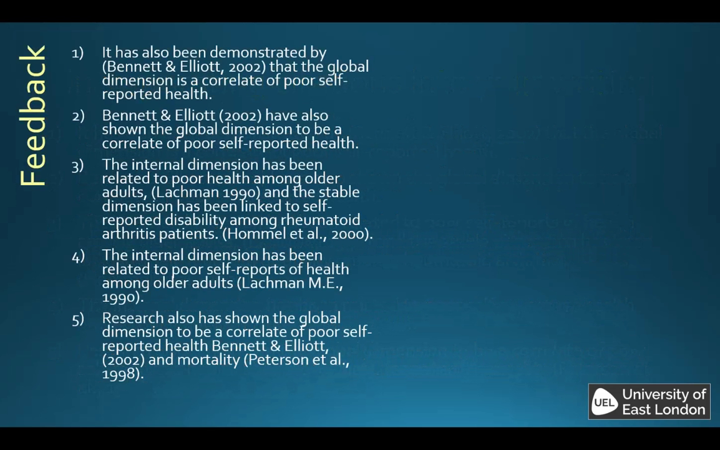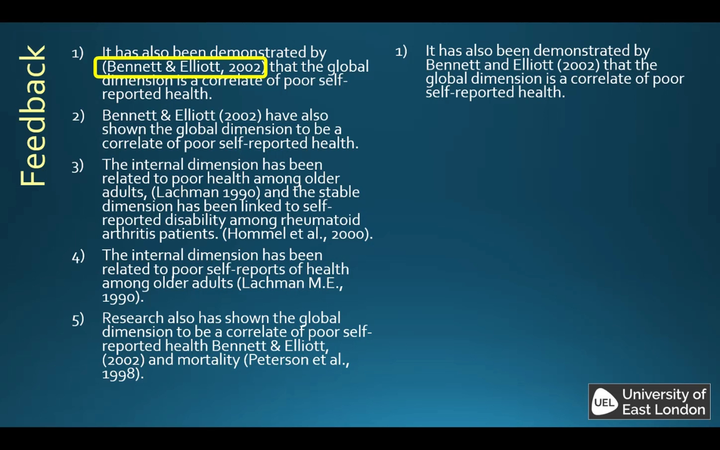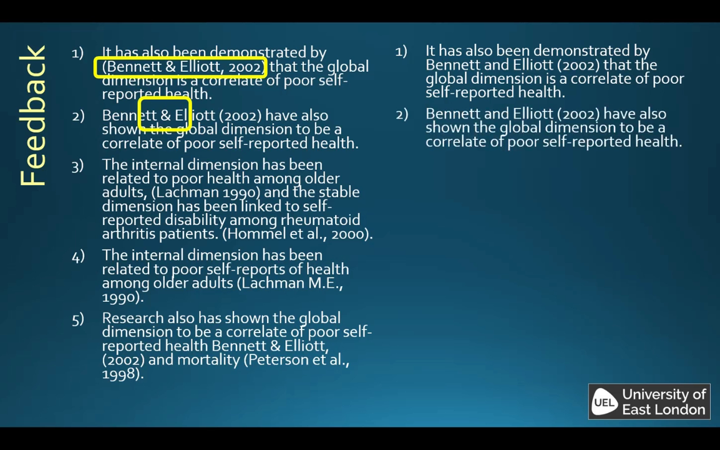Feedback. In 1, if we remove the information in brackets, we are left with "It has also been demonstrated by that the global dimension is a correlate of poor self-reported health." This clearly is not a complete sentence, so the authors need to be part of the sentence, with only the year in brackets. In 2, the ampersand has been used in the sentence, not in brackets, which is incorrect. The ampersand should be replaced by "and."